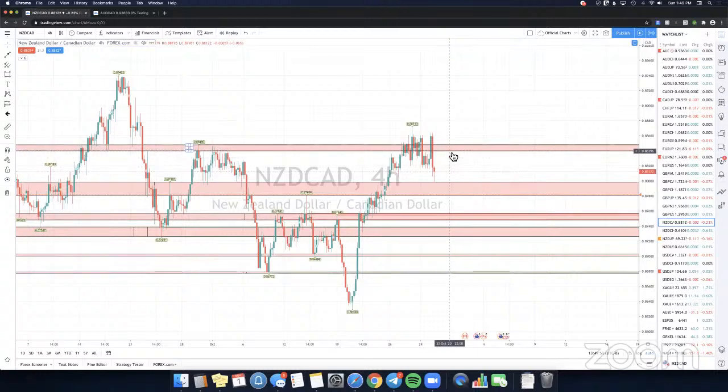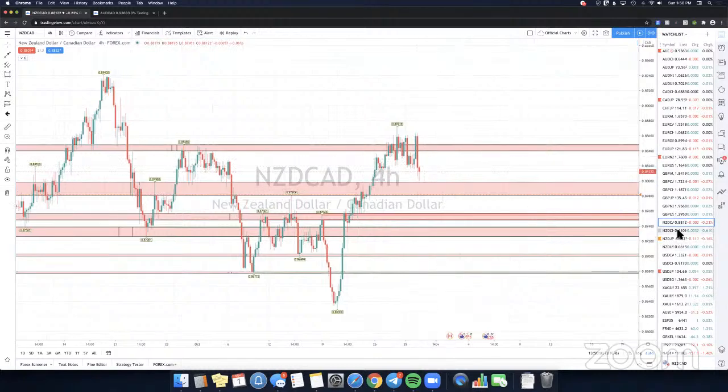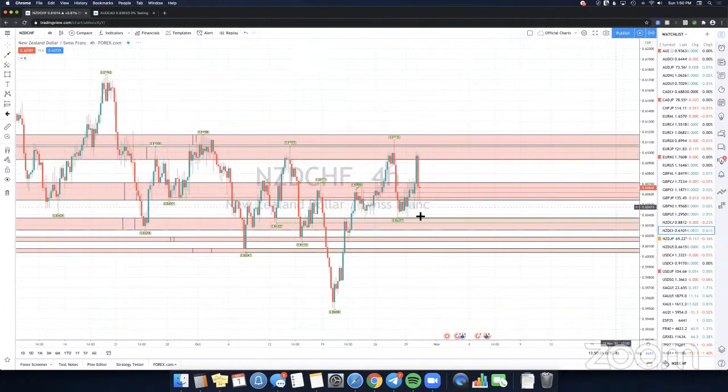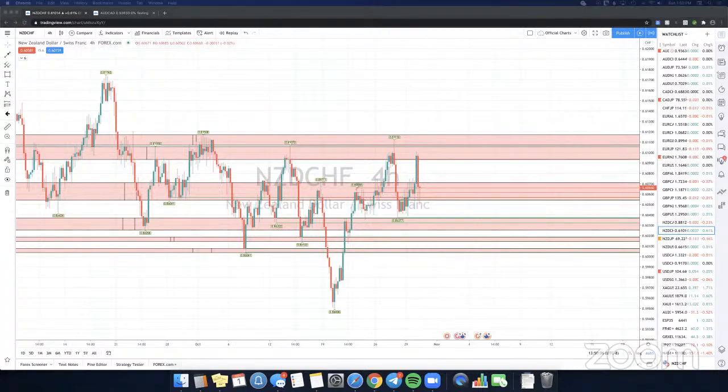This upper zone right here is going to be 0.88396, and this lower zone down here is going to be 0.79987. So those are the two zones for Ncdcad. Next one is Ncdchf. 1 second, guys. Let me check this real quick.